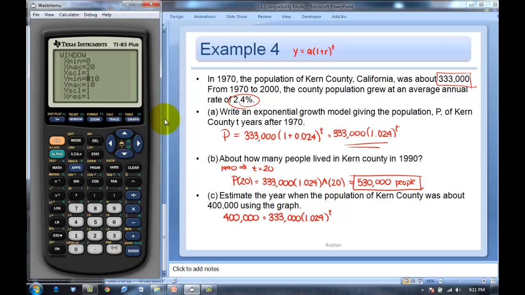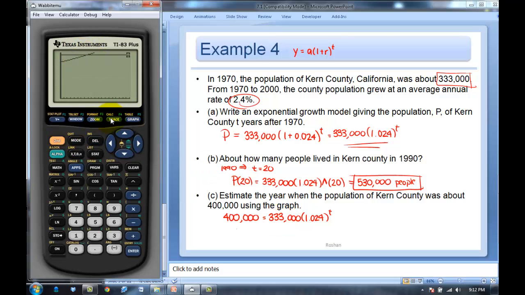For the y minimum, well, you know that the population can't be less than 0, so why don't we start at 0? And we want to go up to at least 400,000. Let's go a little bit above that. Let's go up to 420,000, and let's try that. Let's graph it. All right, and we see the intersection point right there, right? That's when the two lines, y2 is going to be equal to y1. That's what we want to find, where y2 equals y1.